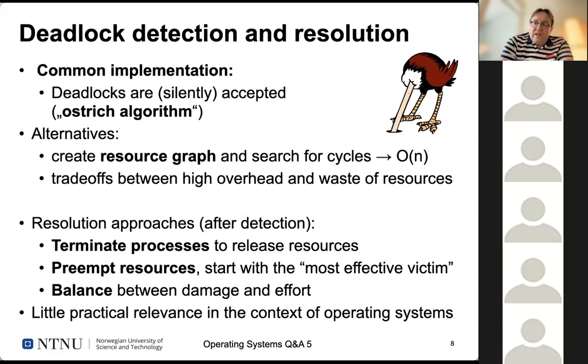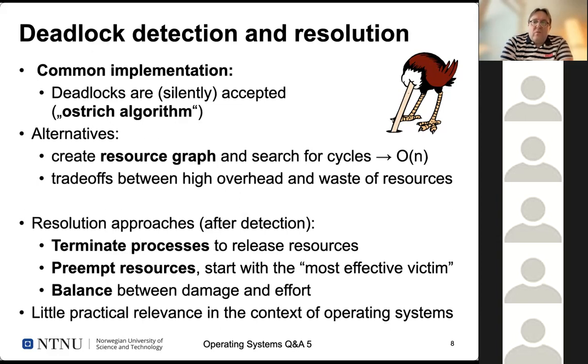So this has a complexity of O of n. This means it increases linearly with the number of nodes in our graph. So for a million resources, that doesn't look too bad, but still it takes a lot of time in the real world. You can do this, but you can probably not do this at every resource allocation, but maybe you can do this every now and then.